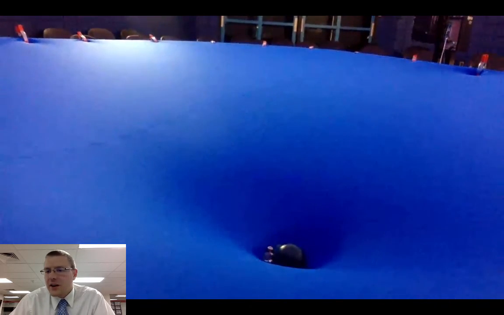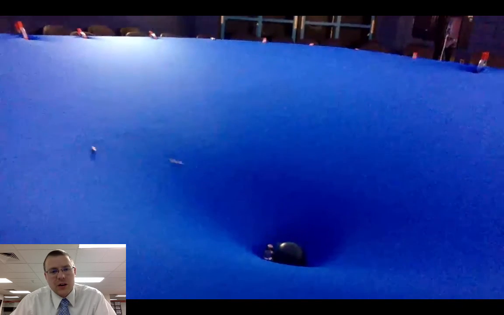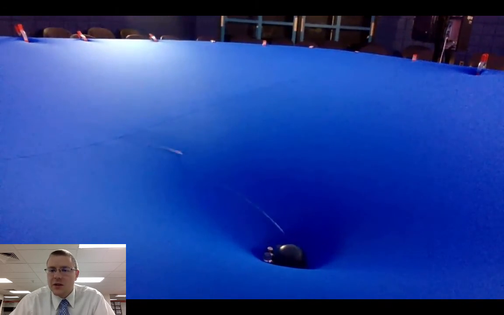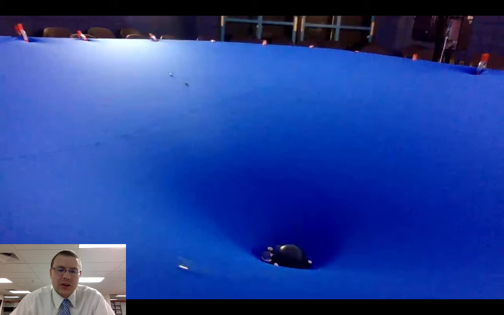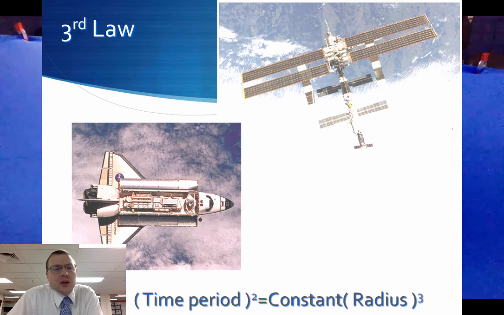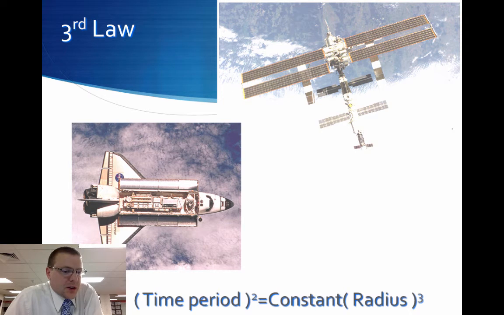They have very, very elliptical orbits, so they get very close to the sun, heat up, and start to melt, or they get far away from the sun and slow down and cool off. So that brings us to Kepler's third law. Kepler's third law says that the time period for a satellite to orbit squared is equal to some constant multiplied by the radius of orbit cubed.